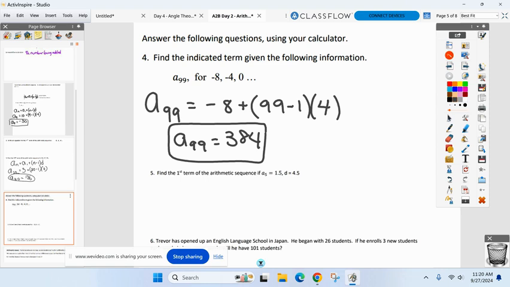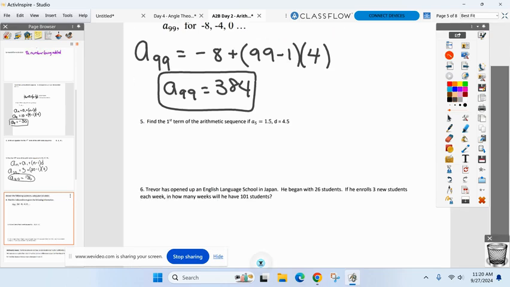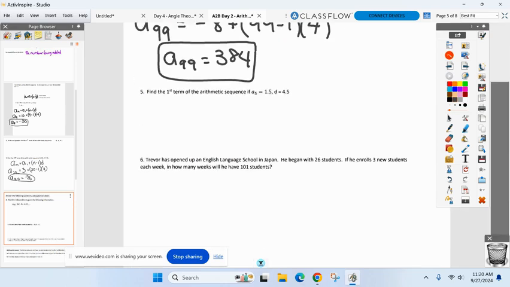All I've been asking you to do is find a term in the sequence using this new formula. I can also ask a couple other questions here. Look at 5. I'll get back to 2. Find the first term. What information did I give you here?